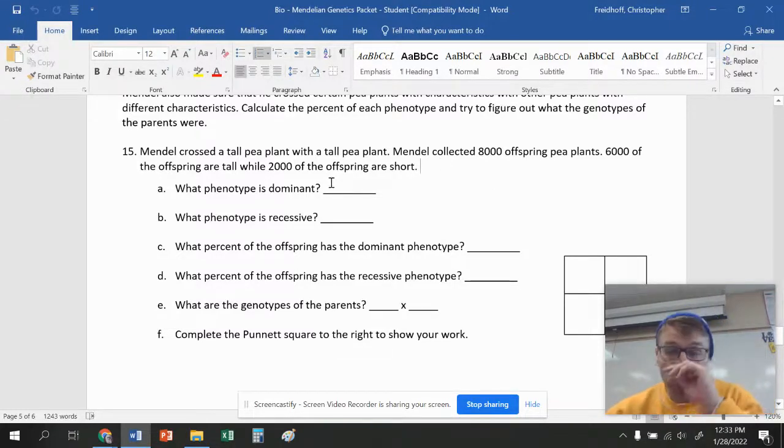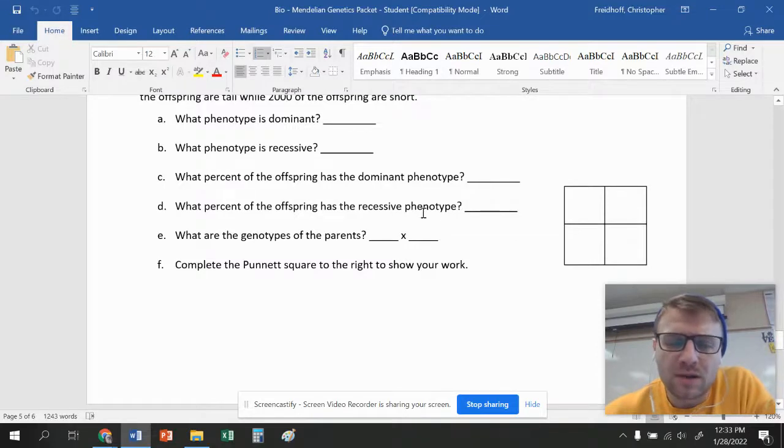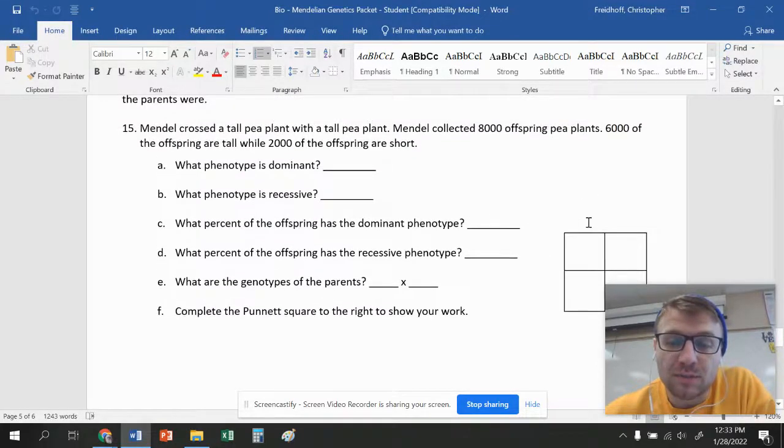It's also going to ask you what the dominant versus recessive phenotypes are, and then what the percent of the dominant and recessive phenotypes in the offspring is. And it says, what are the parents? In this case, the parents are going to be big A little a and big A little a, because that's where you get that 3-to-1 ratio of tall to short pea plants.